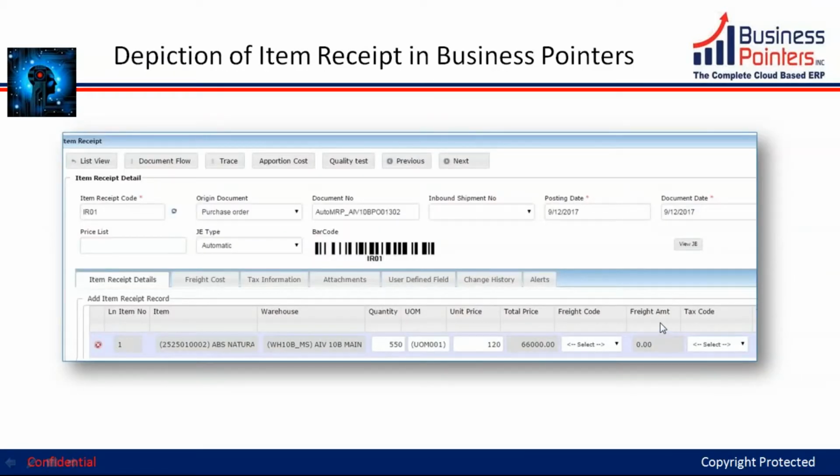Depiction of item receipt in Business Pointer. Over here we have a list view of how the item receipt would look. We are doing an item receipt against the purchase order that's been created for the raw materials. If you see here, we are receiving an item receipt of ABS natural, quantity 550 at 120 per unit.